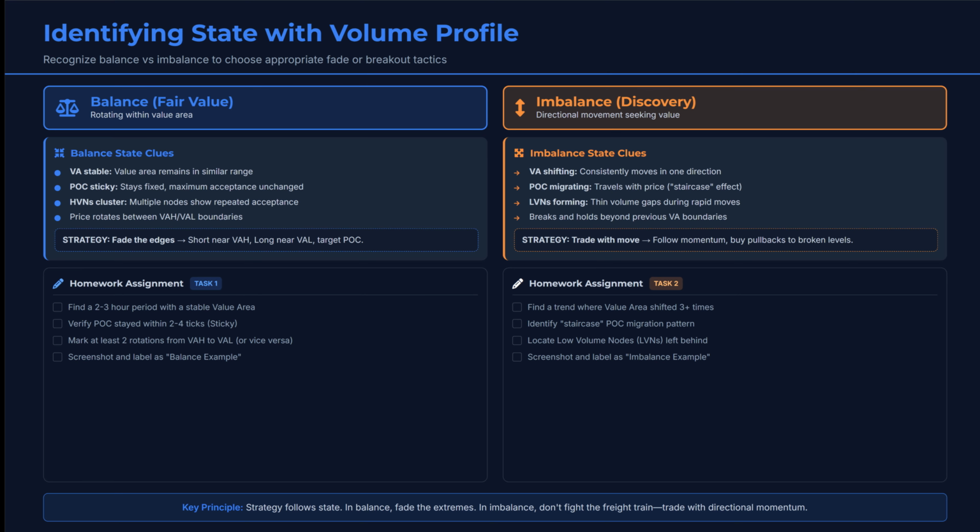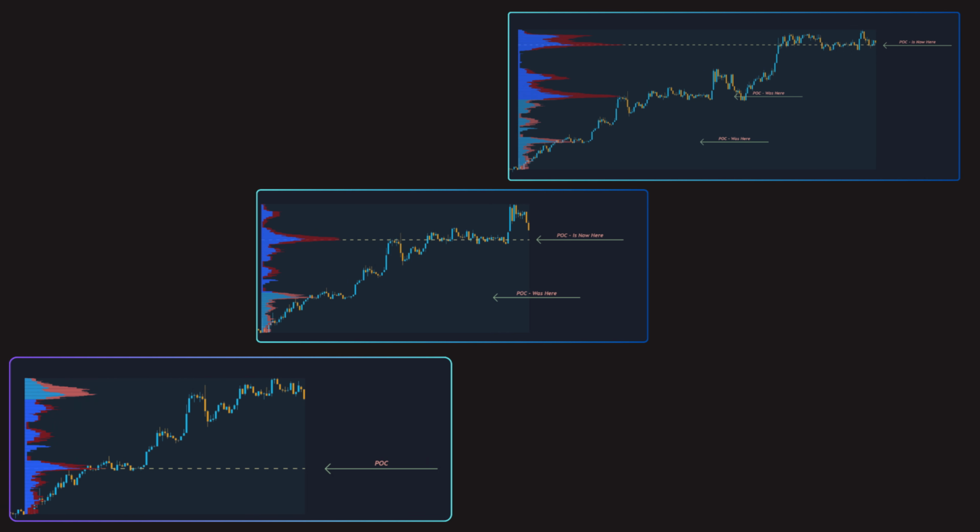Clue number 2, POC migration. The point of control is not sticky, it's traveling with price. As the market moves higher or lower, the POC shifts to new price levels, reflecting where the new maximum acceptance is occurring. When you look at a chart with multiple volume profile overlays, you'll see a series of POCs forming a staircase pattern, each one higher or lower than the previous, rather than clustering in one area.